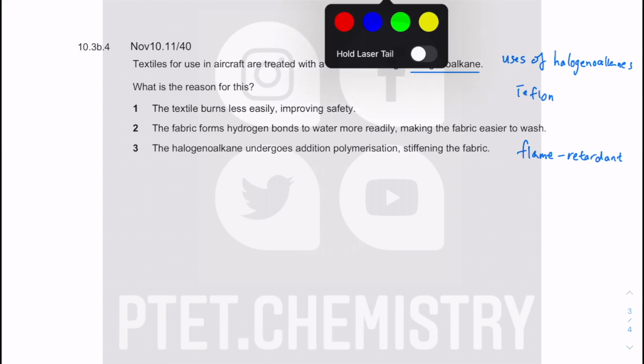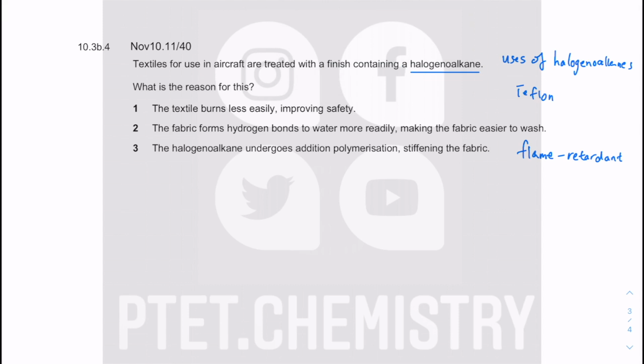You purposely made it for the purpose of textiles, so we're looking really at flame retardant purposes there. It burns less easily, therefore improving safety. The clothing for fire brigade officers, the people who actually have to brave through fires, doesn't burn easily. The halogenoalkane materials don't burn easily. That's why it will protect them, giving them an extra level of safety. So 1 is definitely correct.